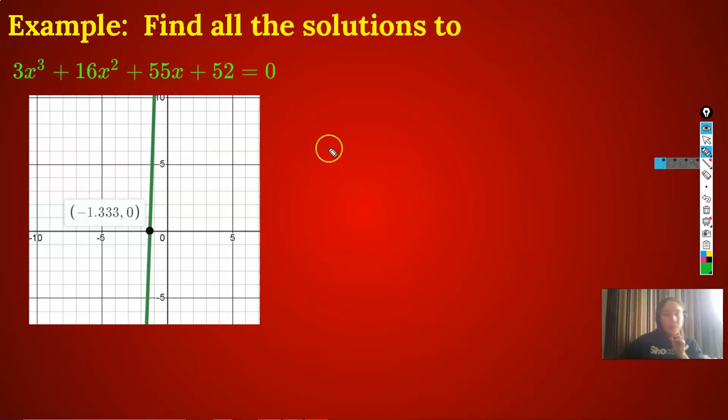So find all the solutions to 3x cubed plus 16x squared plus 55x plus 52 equals 0. Now I have the graph here already. So I use the strategy of graphing.